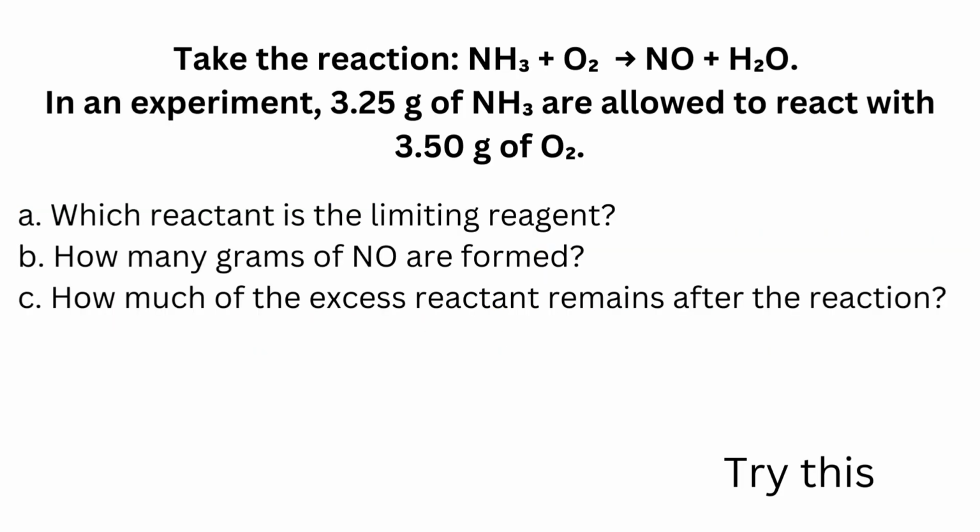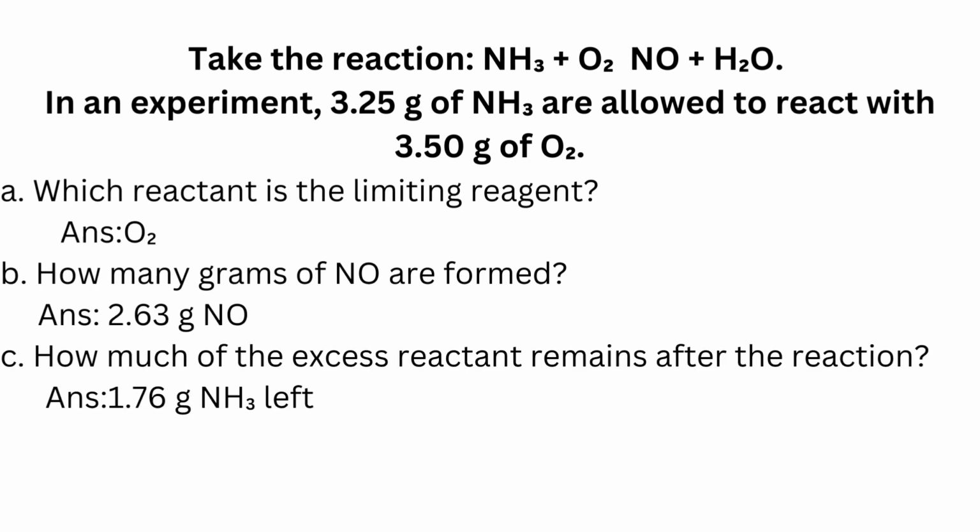Take the reaction NH3 plus O2 gives NO plus H2O. In an experiment, 3.25 gram of NH3 are allowed to react with 3.50 gram of O2. Which reactant is the limiting reagent? How many grams of NO are formed? How much of the excess reactant remains after this reaction? Please try this question. Answer is given over here. Limiting reagent is O2. How many grams of NO are formed? Answer is 2.63 gram NO. And 1.76 gram NH3 is left.